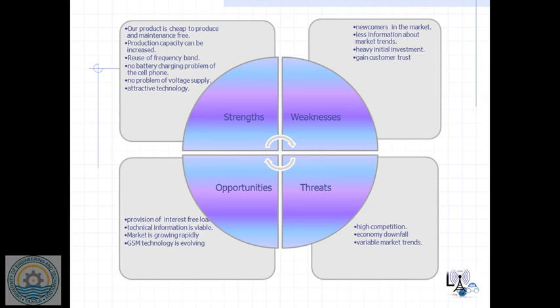Our weaknesses are that we are newcomers in the market. We have less information about the market trends, and heavy initial investment. It's very difficult to gain customer trust. Our opportunities are that we have an interest-free loan, technical information is viable, the market is growing rapidly, and GSM technology is evolving. Our threats are that there is high competition in the market, variable market trends, and economy downfall. Thank you so much.